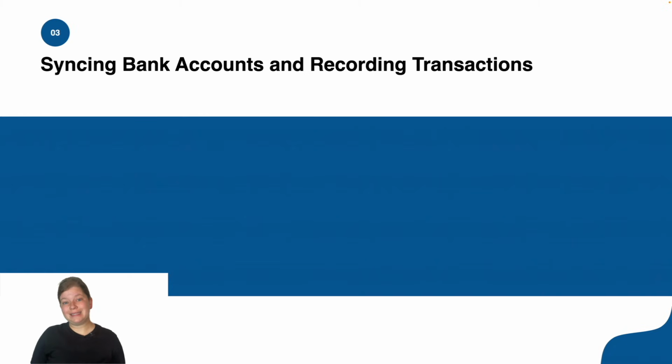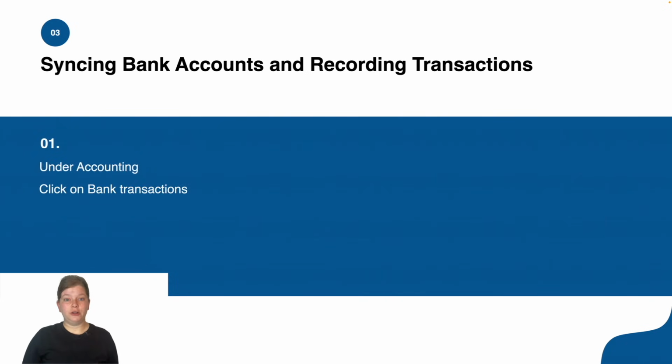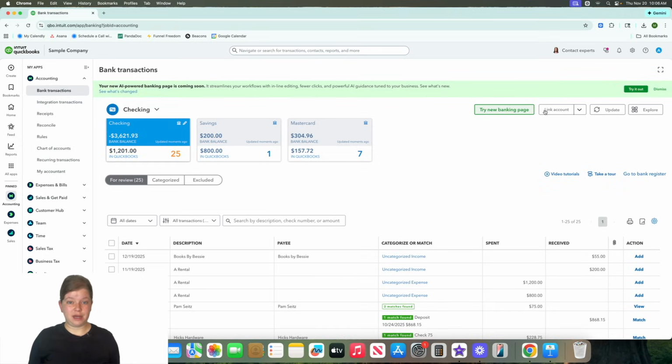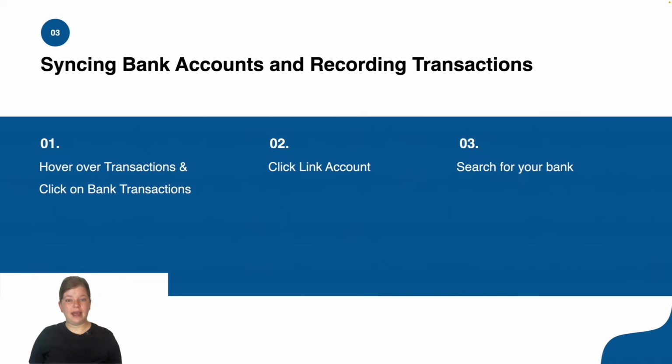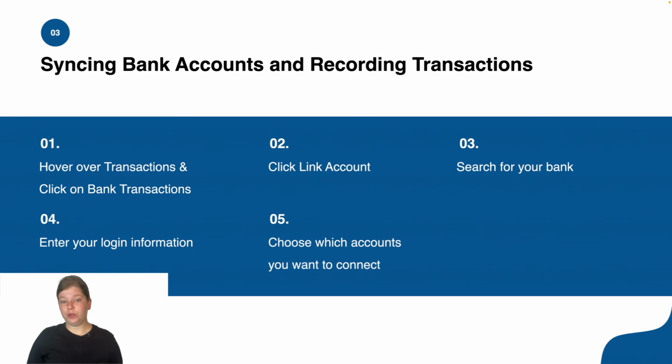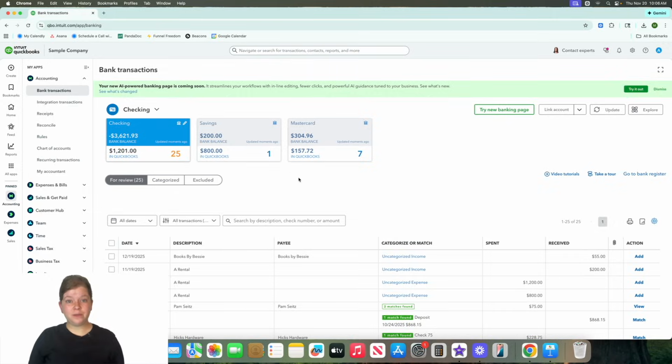So how do we actually sync or connect the bank account to QuickBooks? Well, on our left side menu under Accounting, we'll click on Bank Transactions, and it will bring you to this screen. And on this screen, we're going to click Link Account there on the right-hand side, and then it will pull up a screen that looks like this. You'll search for your bank, and you'll enter your login information. You'll choose which accounts you want to connect, and you'll just follow the prompts to finish connecting your account. It's really that simple.